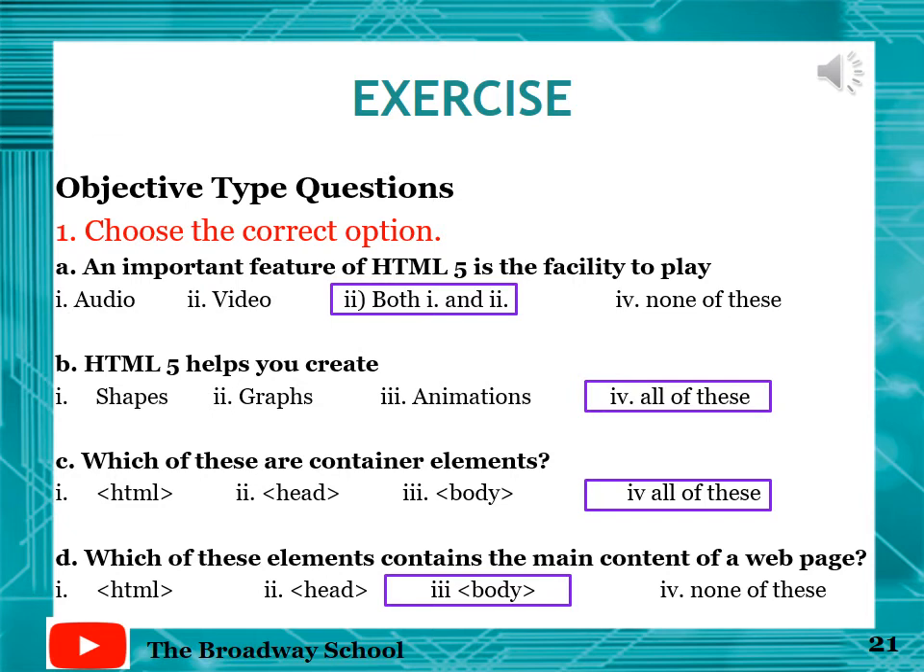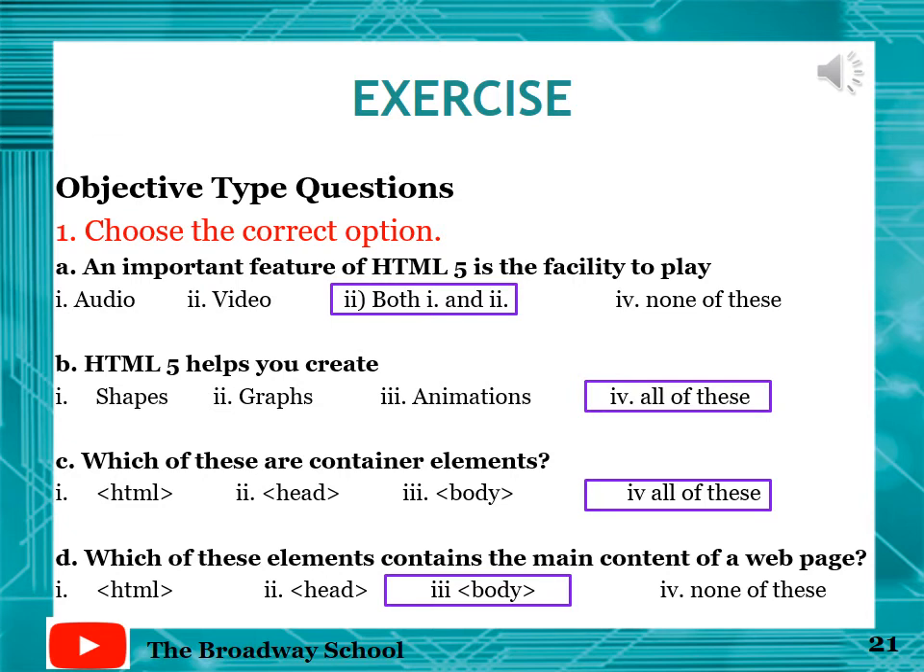C part. Which of these are container elements? HTML, head, body, all of these. As you know, a container element contains the closing tag as well. These three tags contain the closing tag as well. So the correct option is all of these.